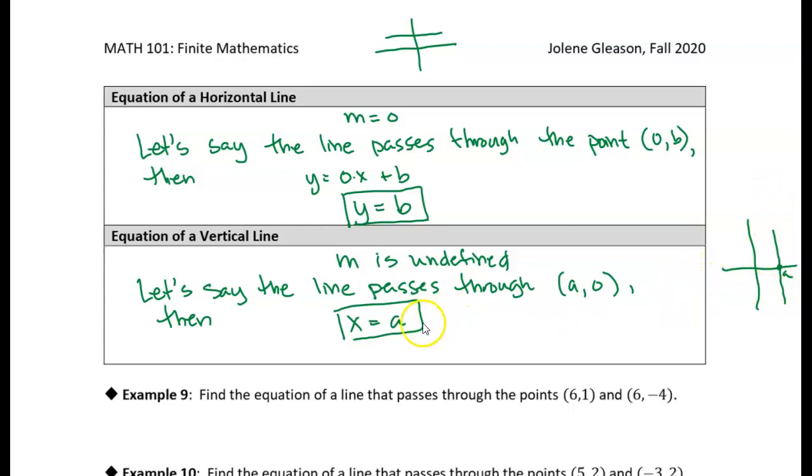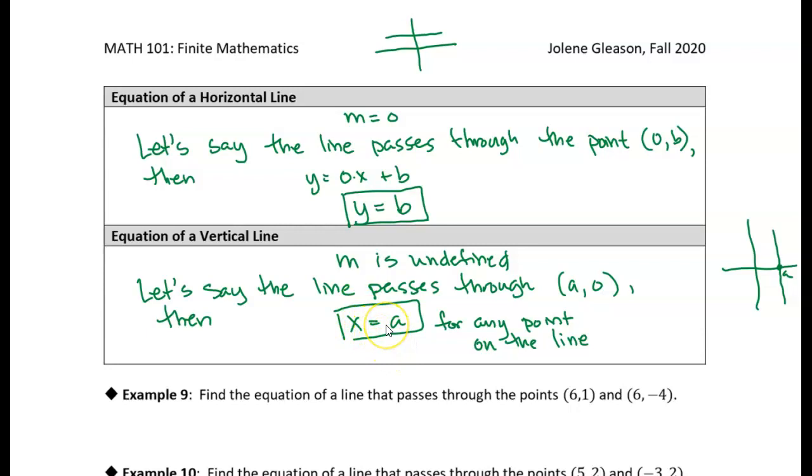All right, so this holds for any point on the line. And so that is the equation of the line. So a vertical line has an equation of x equals some constant.